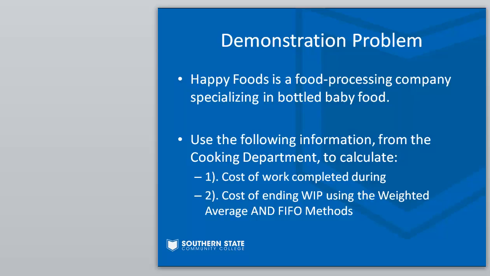What we're going to do, I've got a demonstration problem here, and this one's not in your book, so you'll need to make sure you read through everything that I'm showing you, and pause the video if you have to read it and take it in. We're going to be doing Happy Foods, and it's a food processing company that specializes in bottled baby food. In this problem, we're going to calculate the cost of work completed during the month, and then the cost of the ending work in process using weighted average and FIFO methods, and we'll see a separate calculation for both of those.